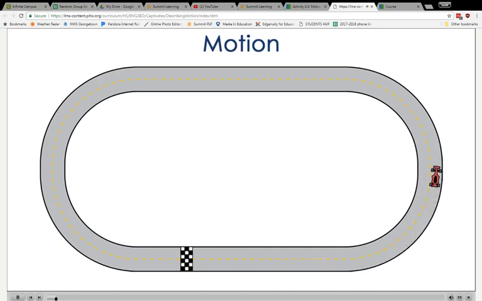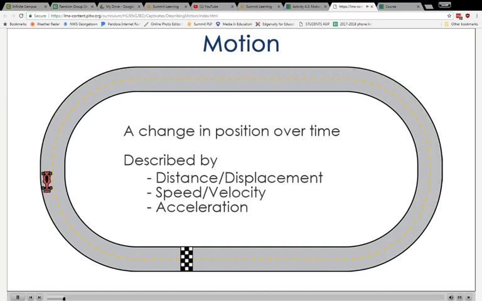This race car is moving around the track. At any point, we can describe its motion: how far it has moved, how fast it is going, and how quickly it is slowing down or speeding up. Motion is a change in position over time. We describe motion using terms such as distance and displacement, speed and velocity, and acceleration.